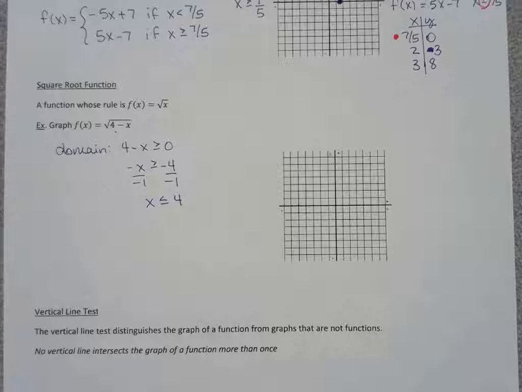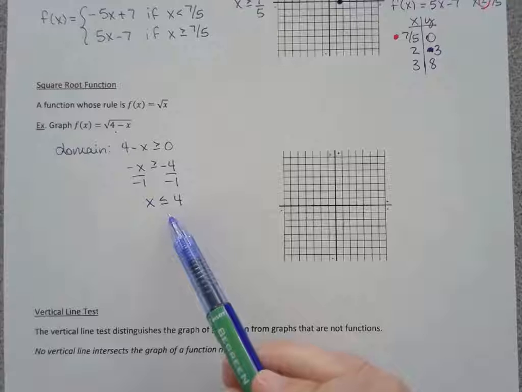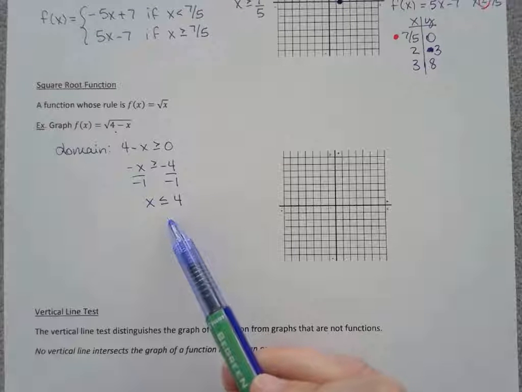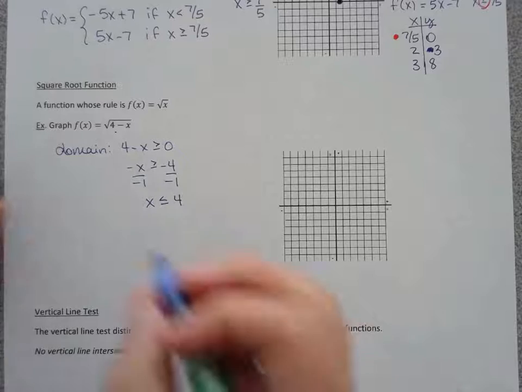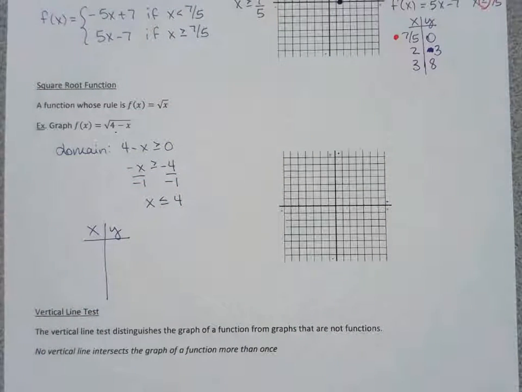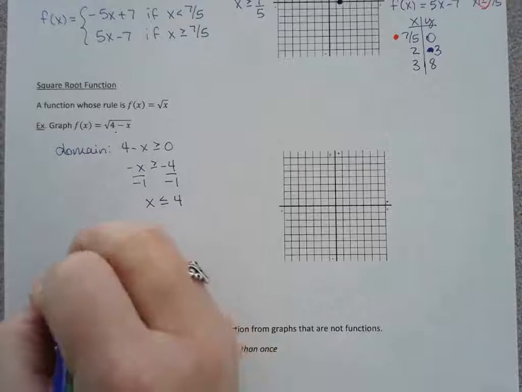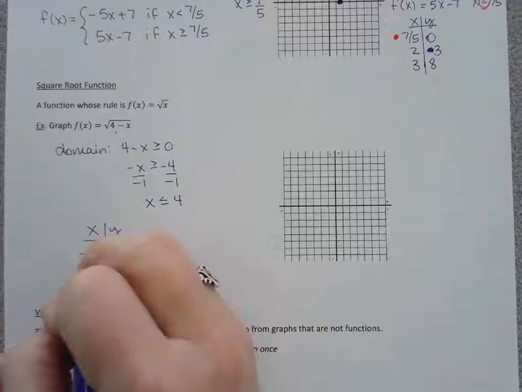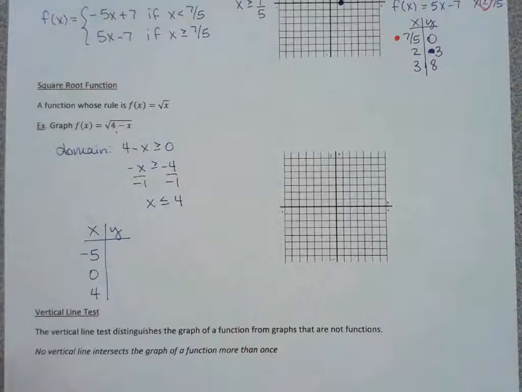Right there, that gives you your starting point. That tells you that you only want to draw this graph where x is less than or equal to 4. So let's pick values that are less than or equal to 4. Technically, you can plug in any value that's less than or equal to 4, but I'm going to choose values that make it very simple to plug into the square root. Let's do negative 5, 0, and we'll do the 4.